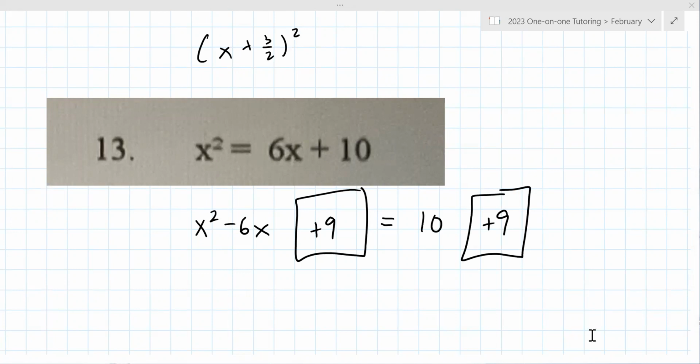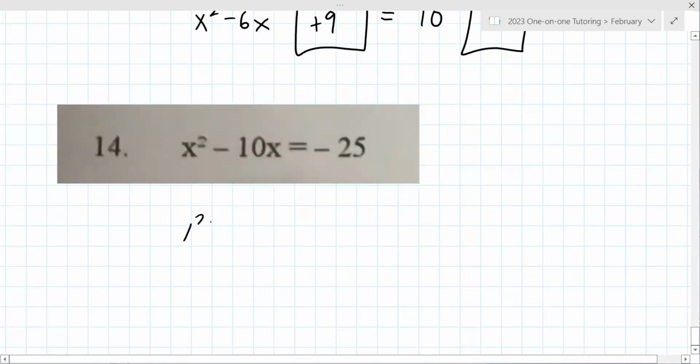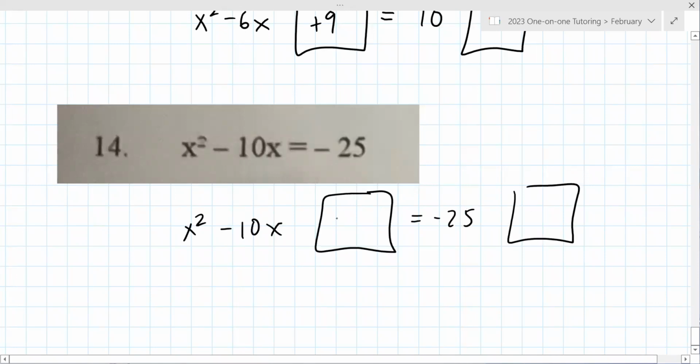14 is x squared minus 10x. So here's your box, here's your box. So it ends up being plus 25, plus 25. So you can see it ends up equaling 0.